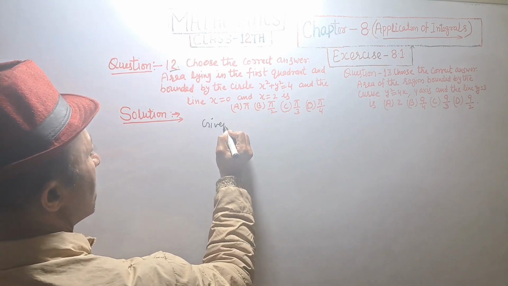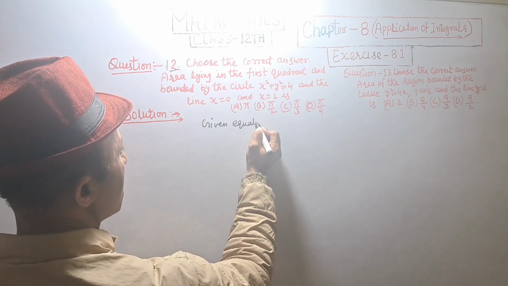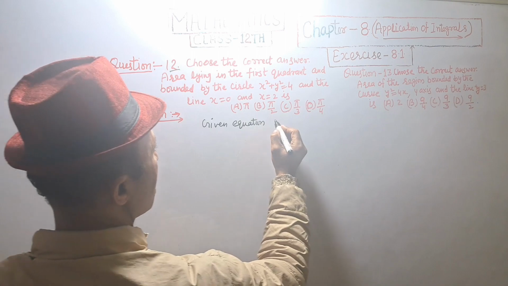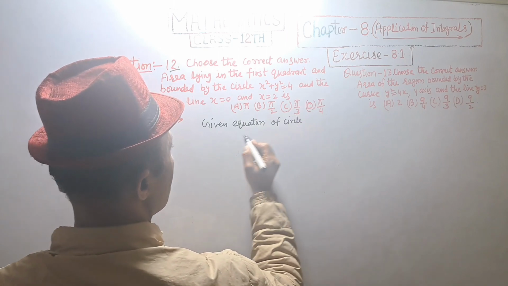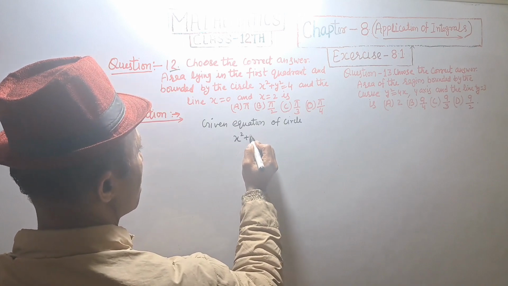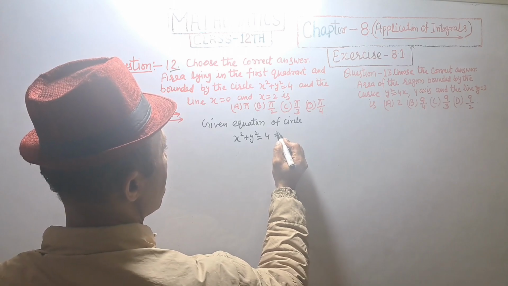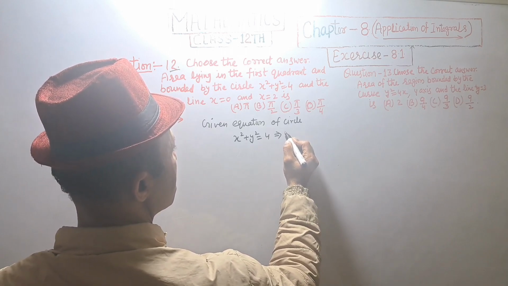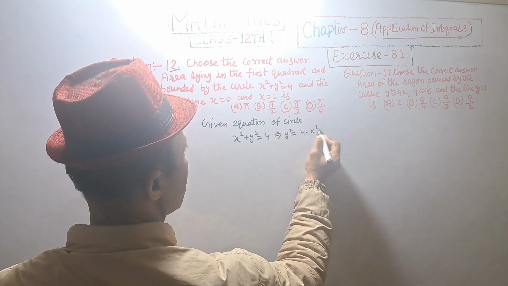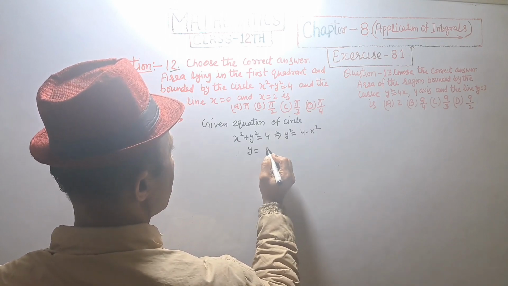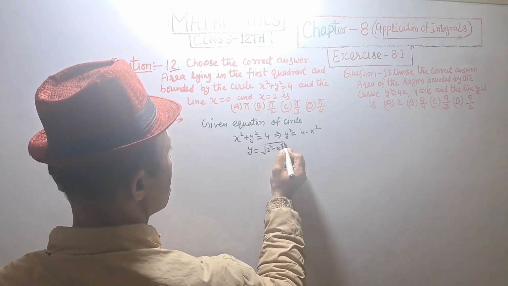Given equation of circle x square plus y square is equal to 4. This implies y square is equal to 4 minus x square and y is equal to under root 2 square minus x square.